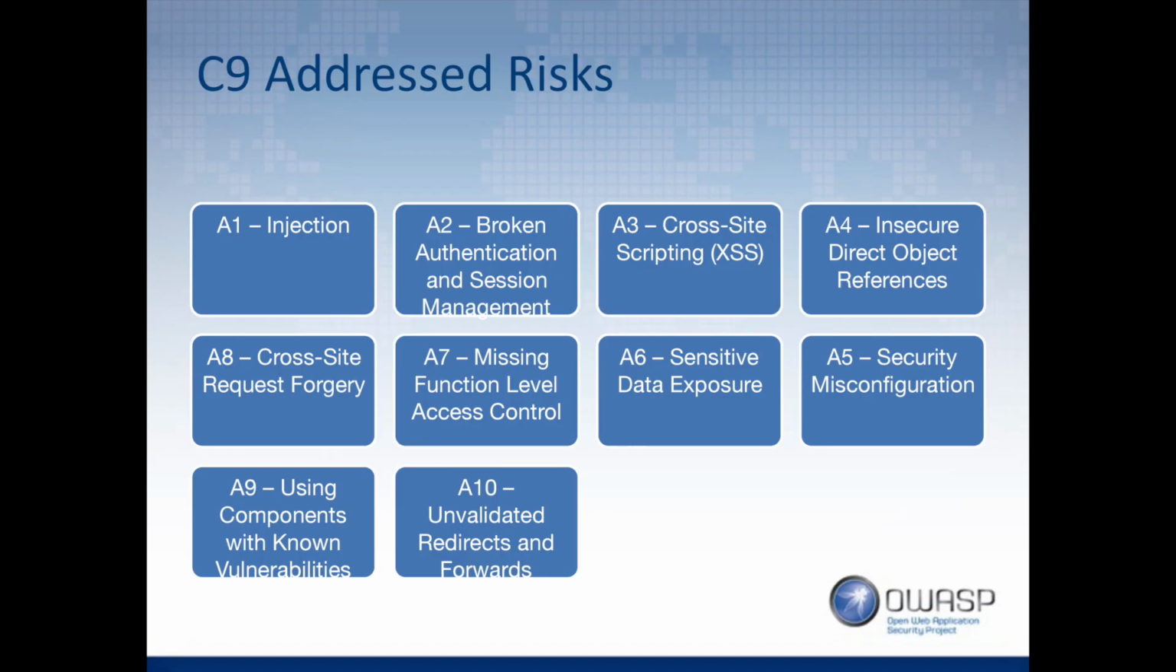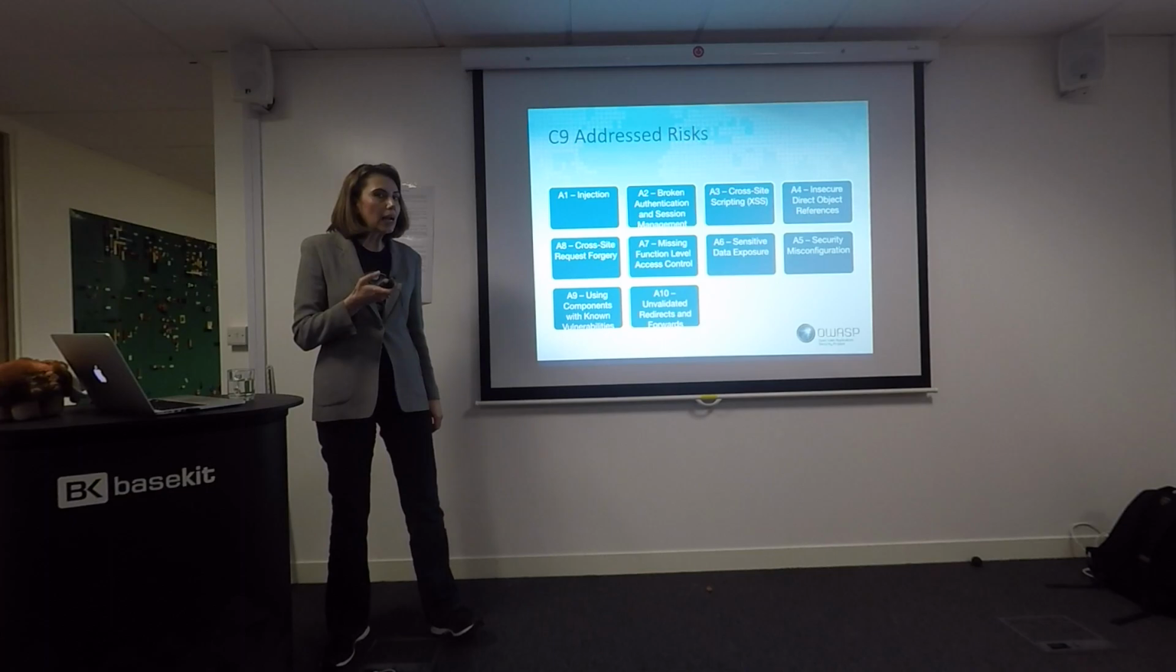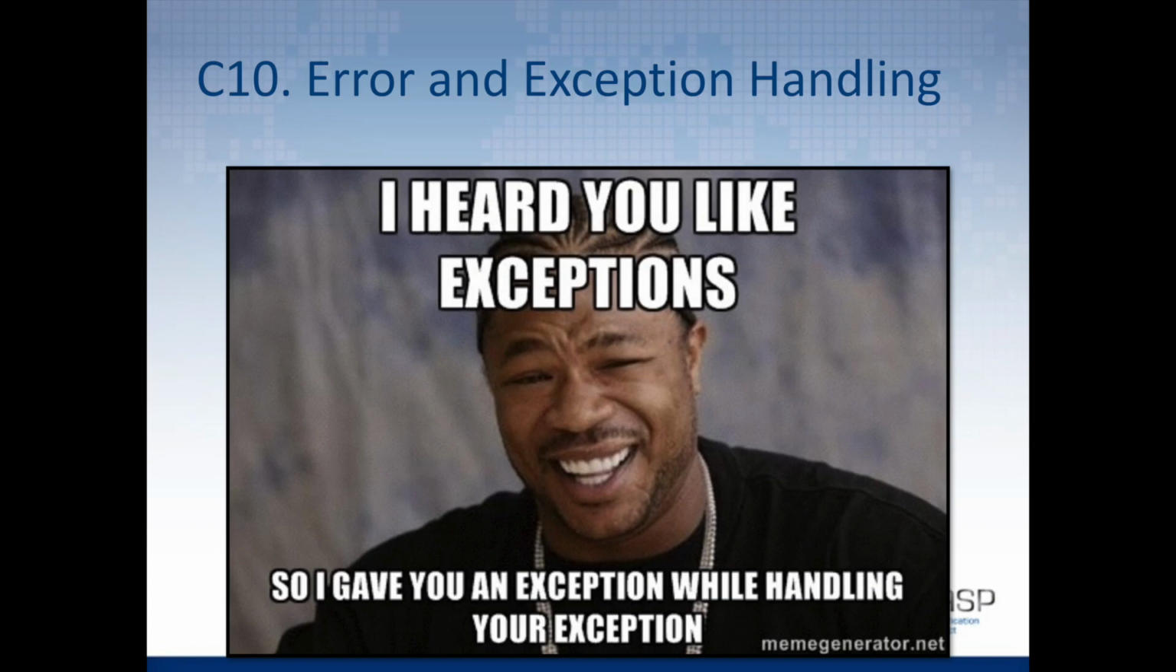So using control number 9, but using it correctly by updating these libraries all the time, can help prevent all the OWASP top 10. And the last one is error and exception handling.